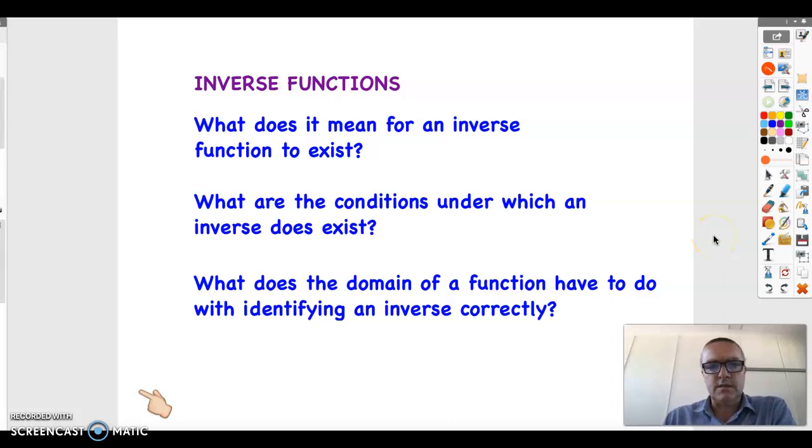Okay, in today's lesson we're going to continue talking about inverse functions. Some of the key concepts today: What does it mean for an inverse function to exist? What are the conditions under which an inverse does exist? And what does the domain of a function have to do with identifying an inverse correctly?